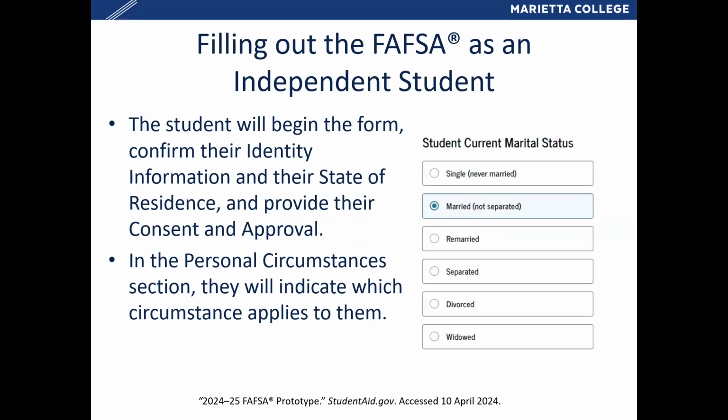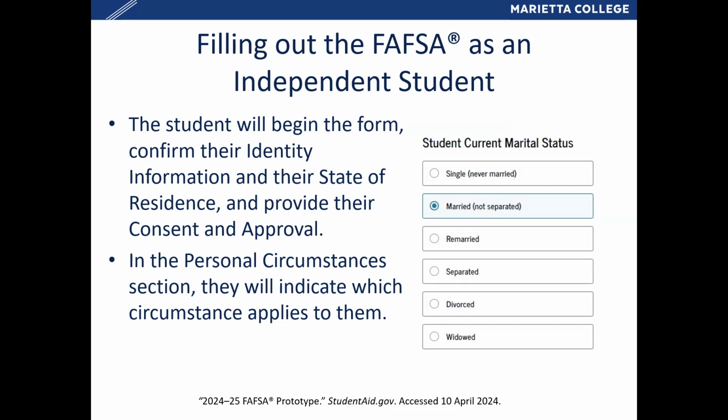So filling out the form as an independent student, the student again will begin the form since they will not have a parent that will begin the form for them, because the student does not require parents' information if they're independent. The student will go ahead and confirm their identity information and provide their mailing address if they need to update it. They will provide their state of residence and the date they became a resident and their consent and approval. Now here's where it's a little different.